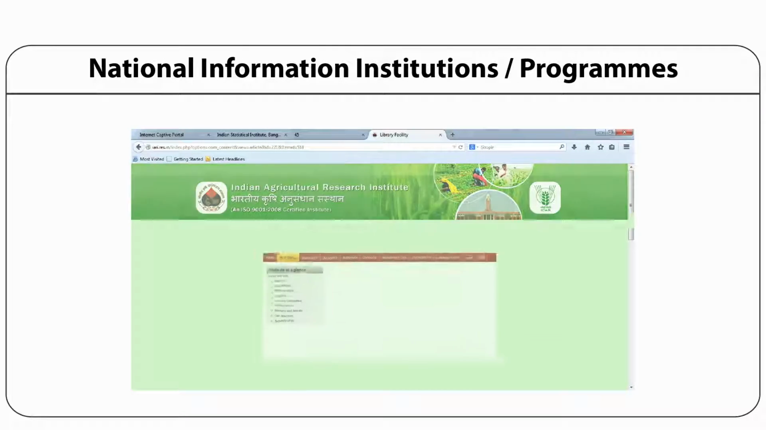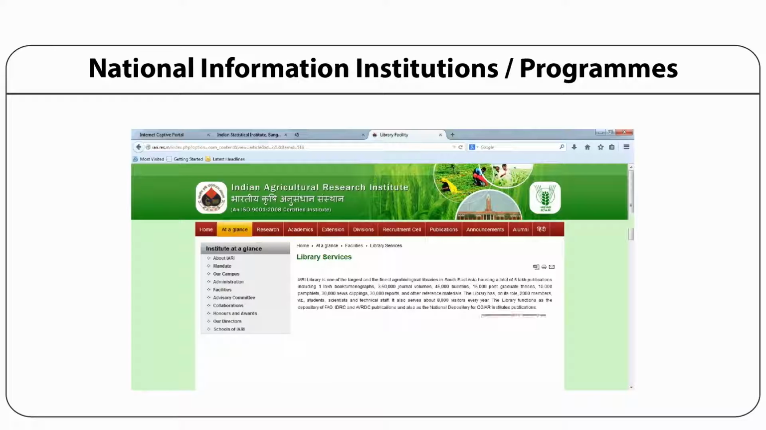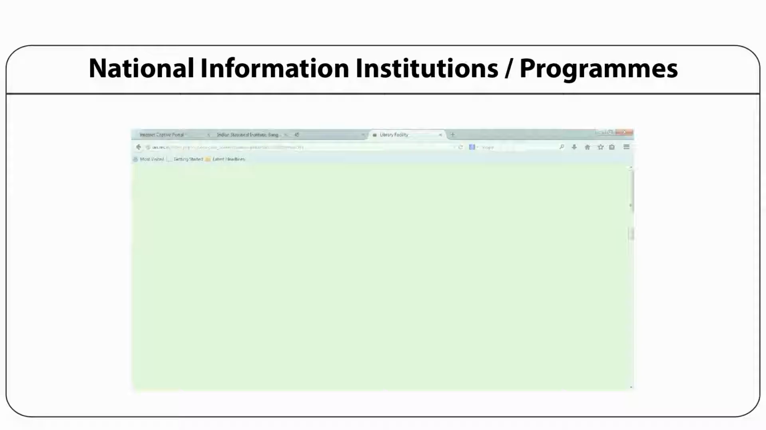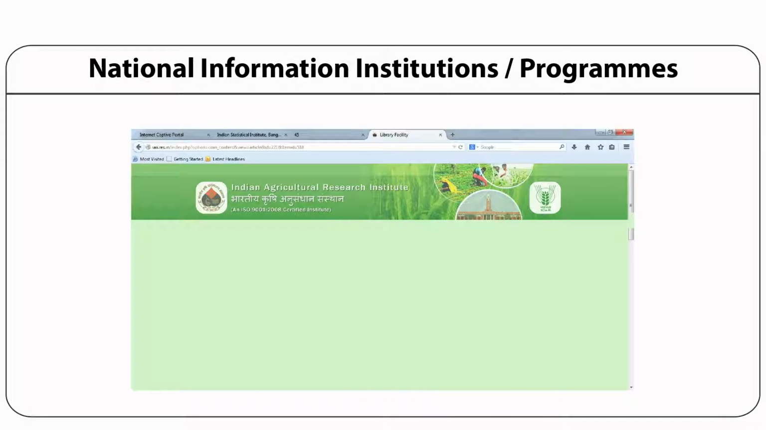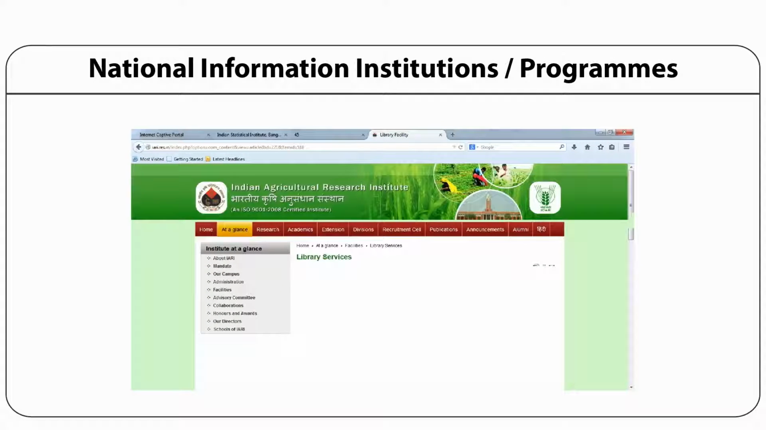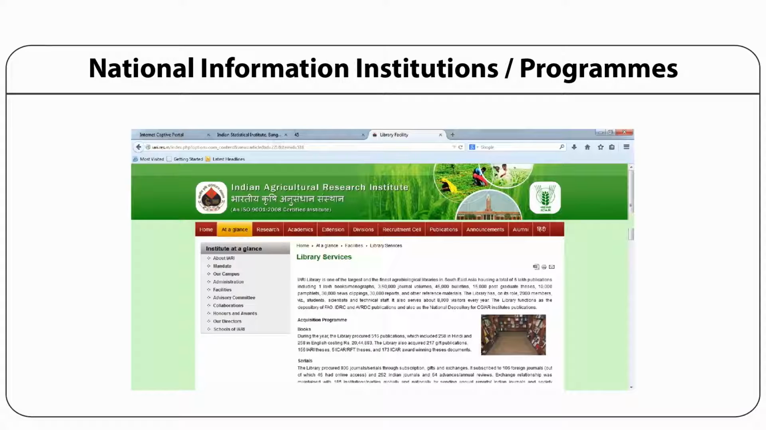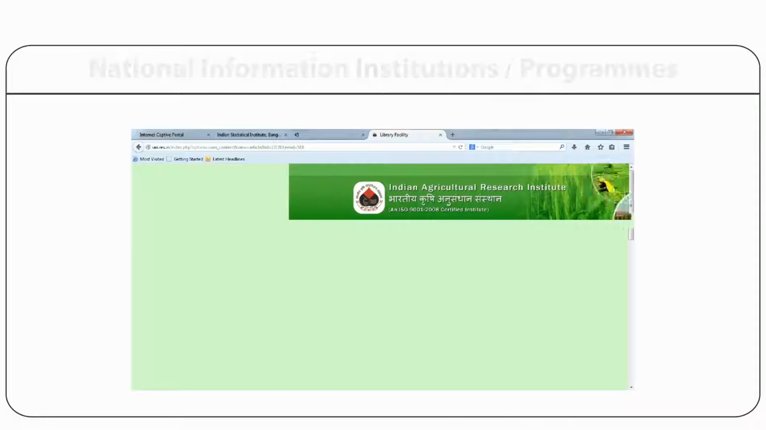The library has on its roll 2,000 members, comprising students, scientists, and technical staff. It also serves about 8,000 visitors every year. The library functions as the depository of Food and Agriculture Organization FAO, IDRC, and AVRDC publications, and also as the National Depository for CGIAR Institutes' publications.